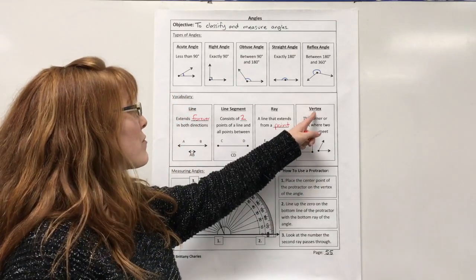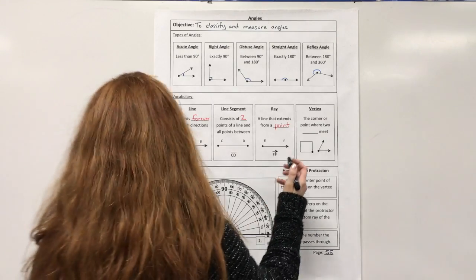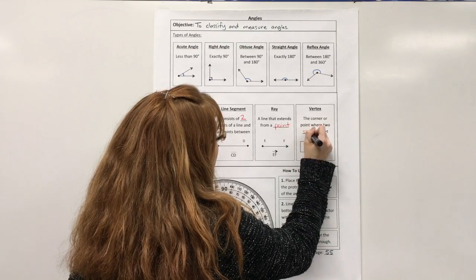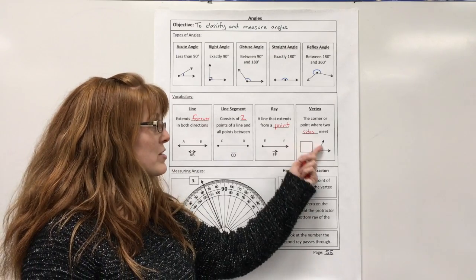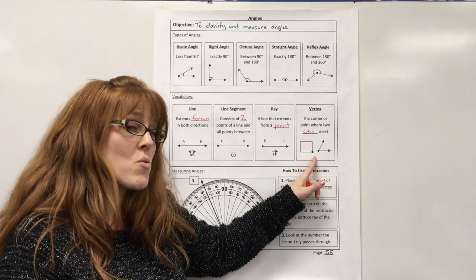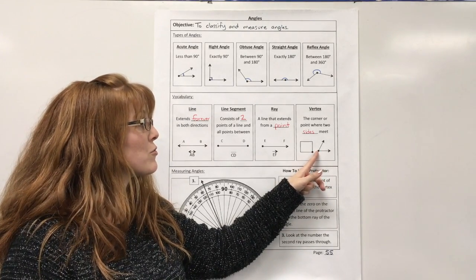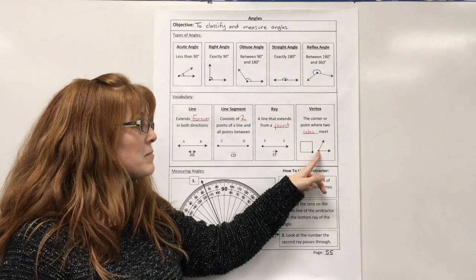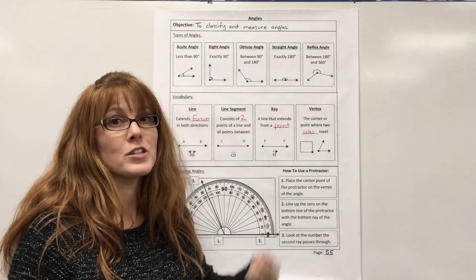And then the last one, vertex, the corner or point where two sides meet. Okay, so here's an example of a vertex on a shape like a square. The vertex is like the corner. A vertex on an angle would be right here where it's forming from two rays connecting. So these are both examples of a vertex or vertices.